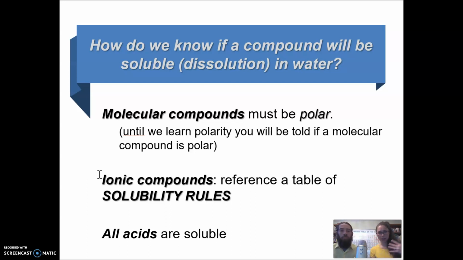And actually later on in the semester or in this course, you'll learn that there is a spectrum and how to know more about solubility. But right now for ionic compounds, it's either soluble or insoluble, and you have to look at the table in order to know. Another thing is if it's an acid, it's soluble. That's a really good thing to know.